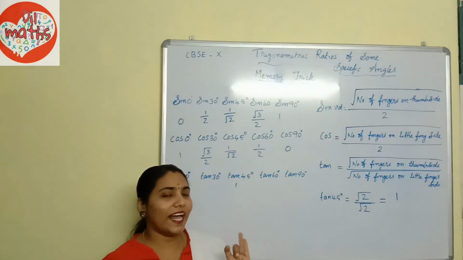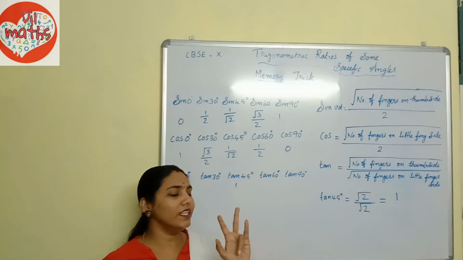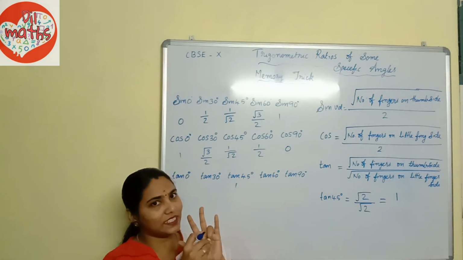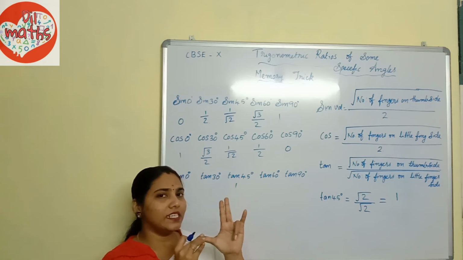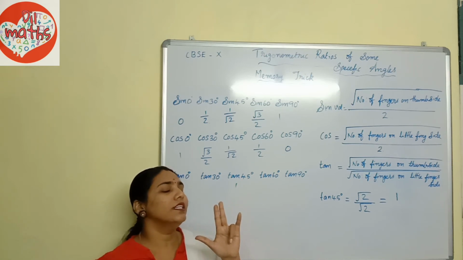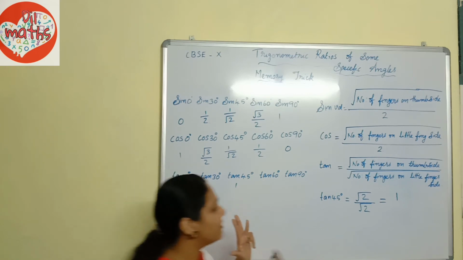Next one is tan 60, or you can take tan 30 as you wish. I am taking tan 60 here. This one is 60 degree, and which one is the thumb side? Thumb is here, so this one is the thumb side. So how many fingers left on the thumb side? 1, 2, 3. 3 fingers left on the thumb side.